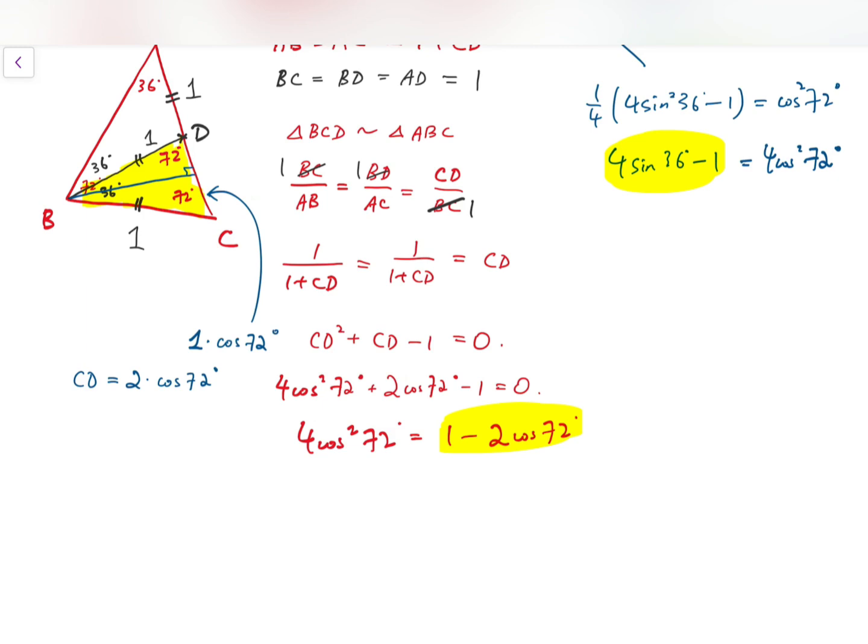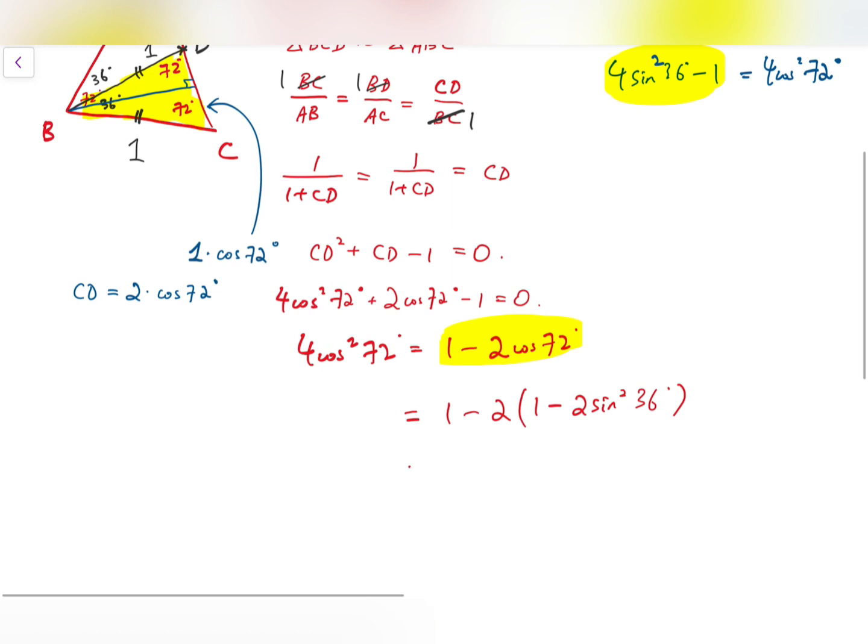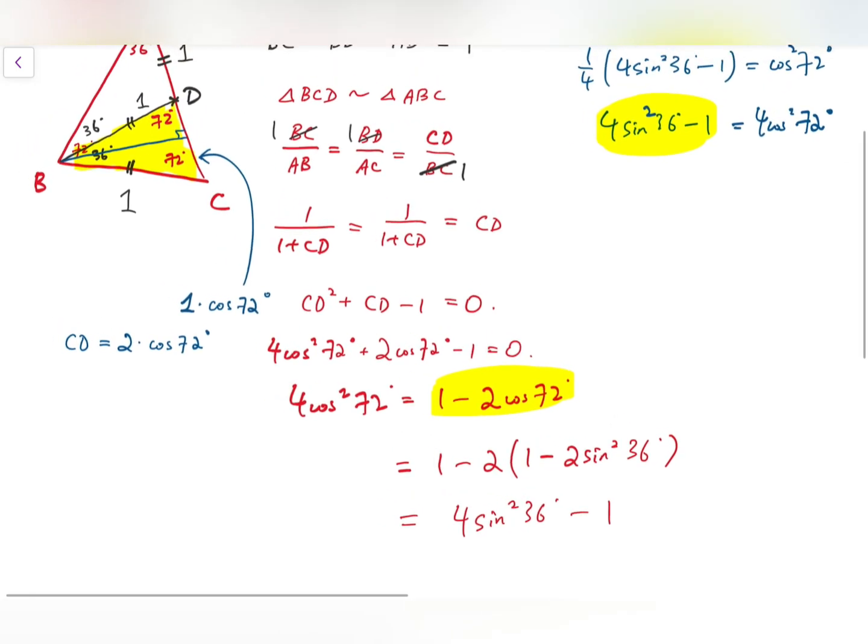But that's easy because it's immediate from the double angle identity. So 1 minus 2 times, using the double angle formula, we have 1 minus 2 sine squared 36 degrees for cos 72. And simplifying immediately, you get 4 sine squared 36 minus 1. And so we have proved the required expression.